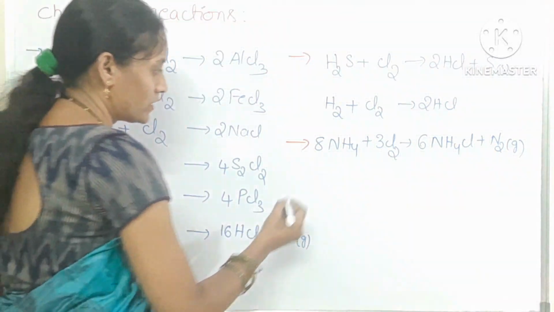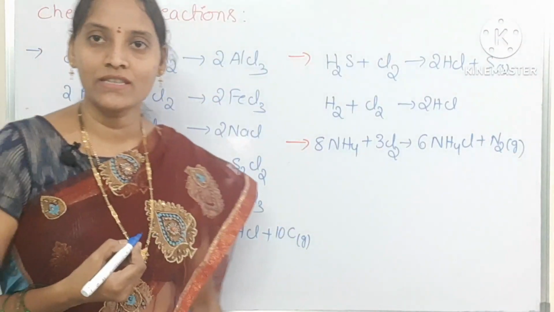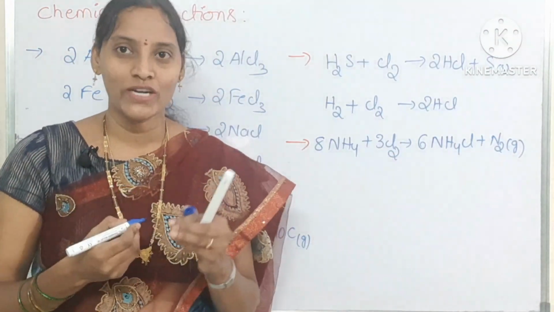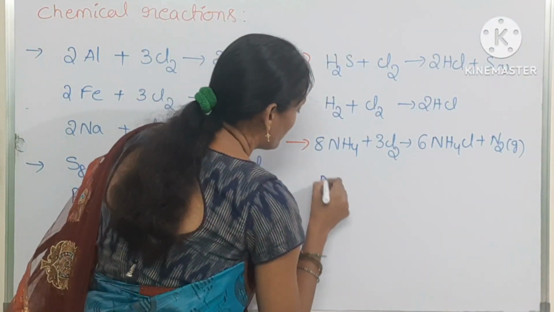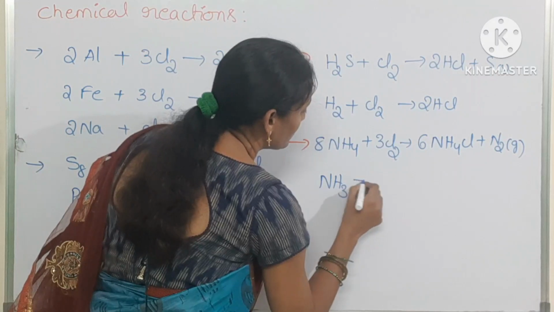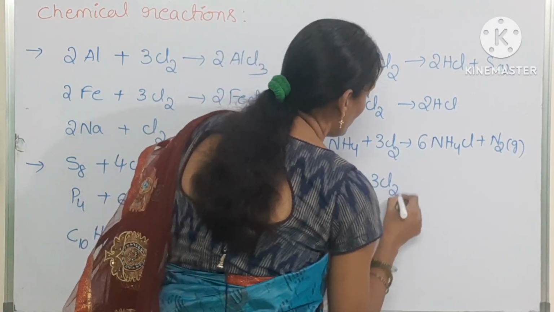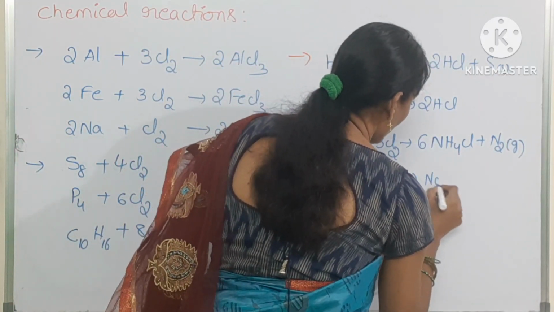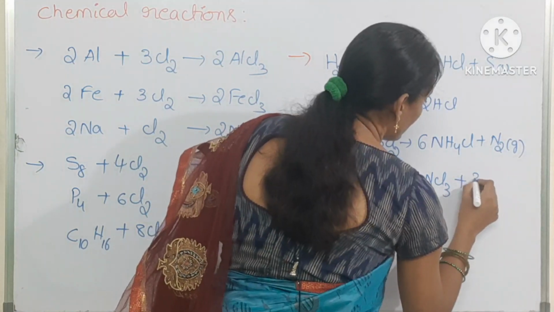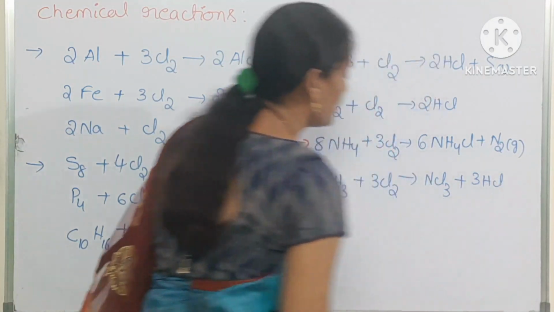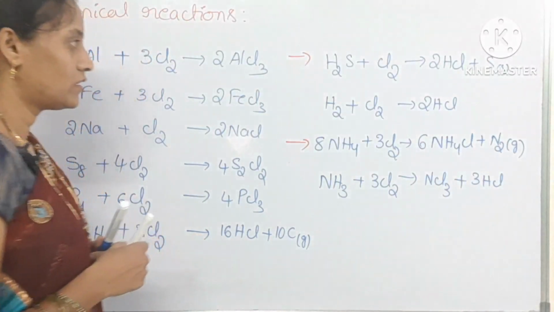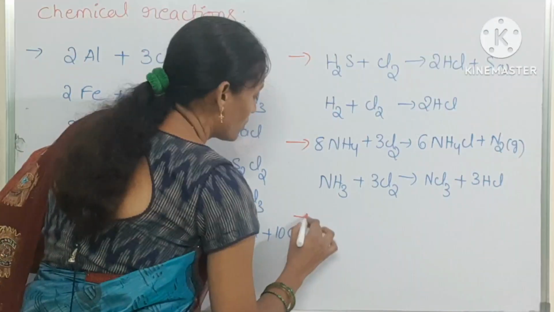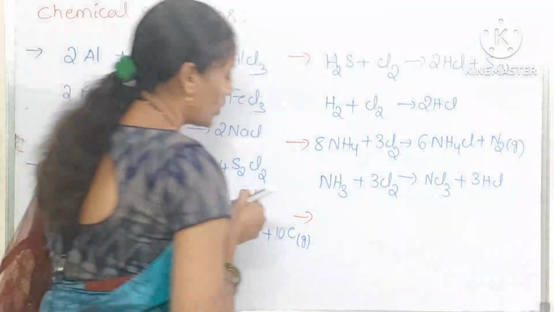Then coming to next one, excess of chlorine reacts with limited amount of ammonia. So NH3 reacts with chlorine, you will get NCl3 and hydrochloric acid. This is one reaction. And one more thing you can observe here, chlorine reacts with water.